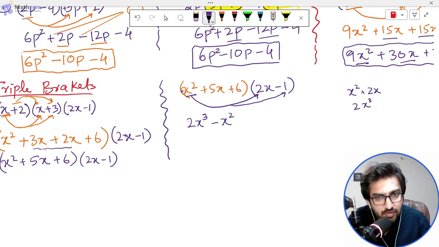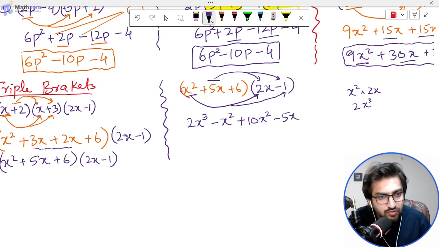Now it's the turn of 5x. So I will multiply 5x with 2x, and I will multiply 5x with minus 1 as well. Let's do that. So 5x times 2x, both are positive, you can see plus and plus, so it will be positive. 5 times 2 is 10, and x times x is x square. Now it's the turn of 5x with that minus 1, so it will become minus 5x. We are done with 5x.